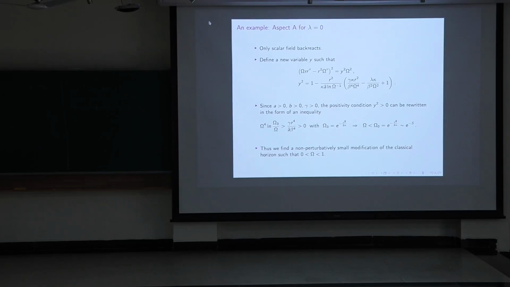So what happens is that you will find that in this case, omega is less than some bound. It actually goes as e to the minus S. So it looks, as I was saying, like non-perturbative effects. At least in this case, you get a small modification of the classical horizon, like the picture that I showed you before, where there is a small throat opening up.